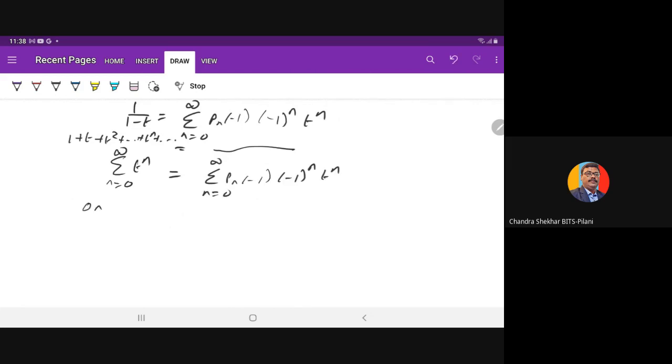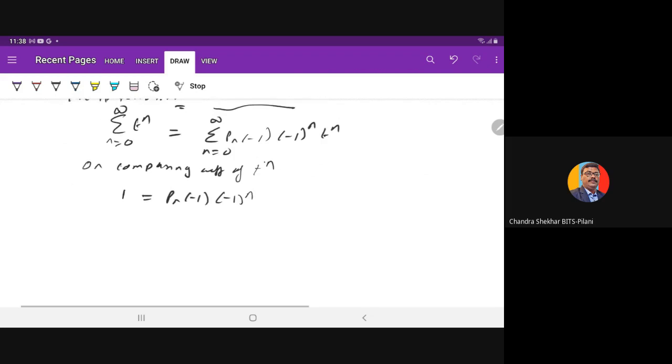On comparing the coefficient of t to power n. Here we have the 1, here we have the P_n of minus 1 and minus 1 to power n. So on both sides, if you multiply with the minus 1 to power n, you will get P_n of minus 1 is equal to minus 1 to power n. So that is another formula. These expressions we will use at many places. So you have to remember this.